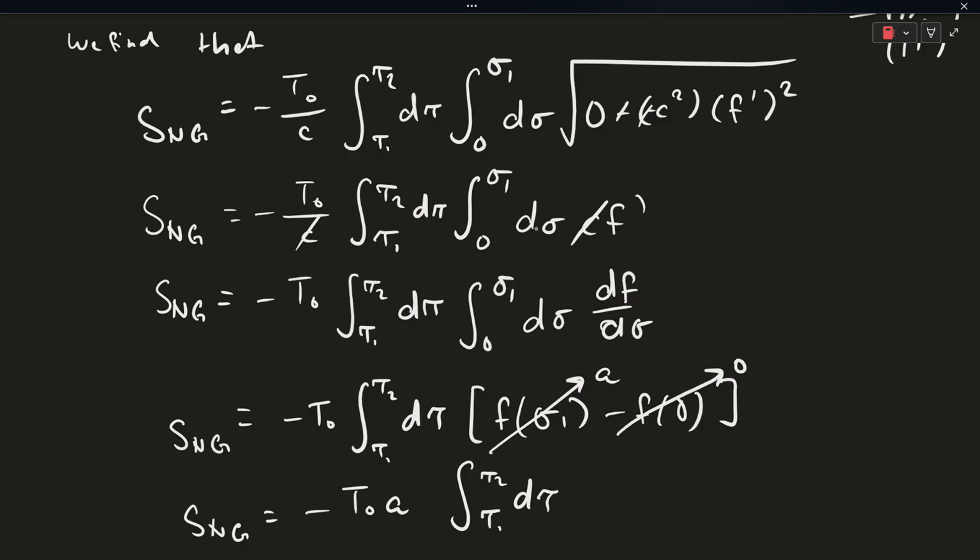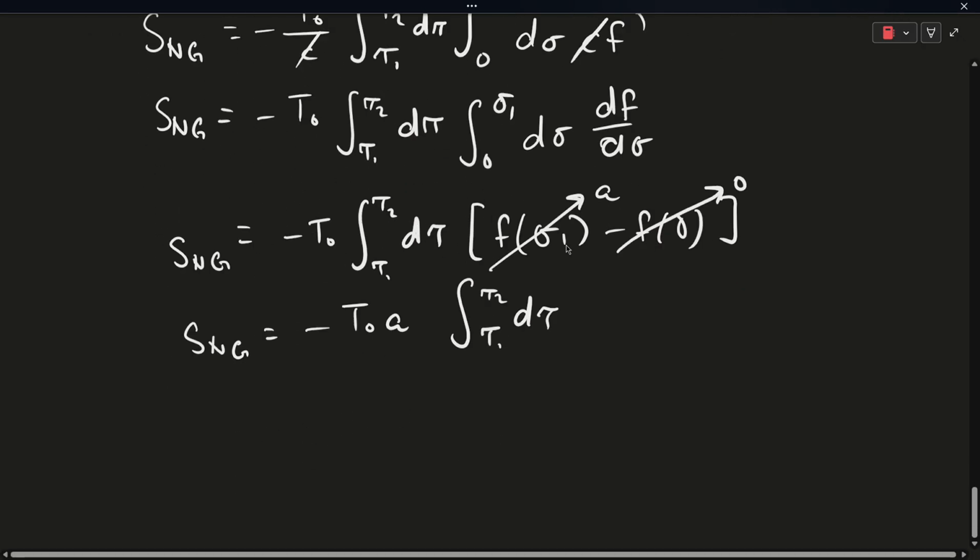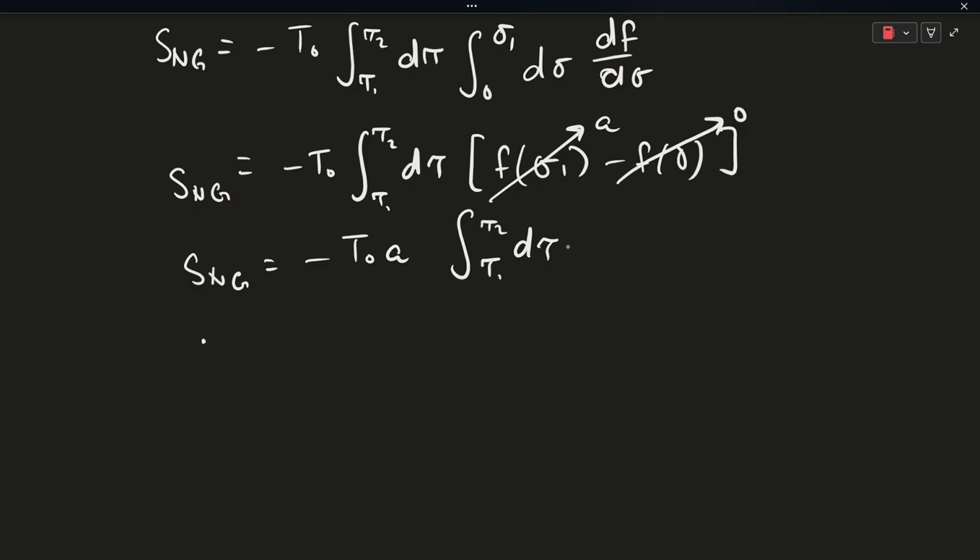And again, the value of the action does not depend on my reparametrization. So it would still be the same for any choice of f over here. So, okay, if I put my T0 a inside, it would be the integral from t1 to t2 of negative T0 a dt.